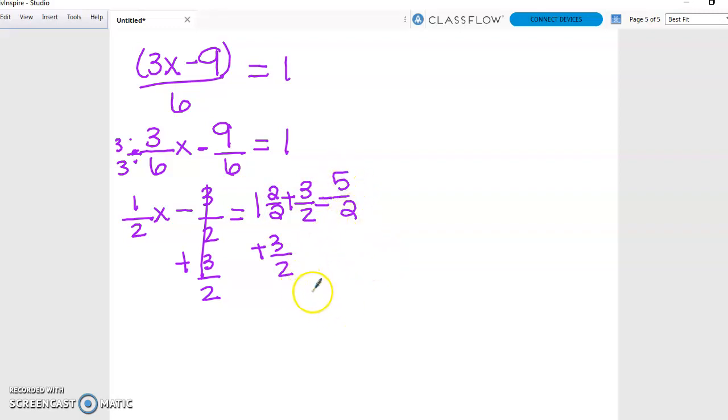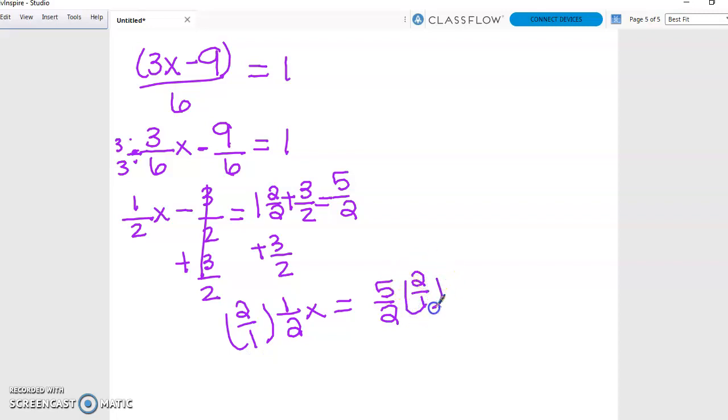So I'm going to rewrite what we have so far because this got a little messy. So now we have 1/2 x equals 5 over 2. Now I still have to multiply by the reciprocal, which now is 2 over 1. So these cancel, and now I have x equals, and we're just multiplying across.